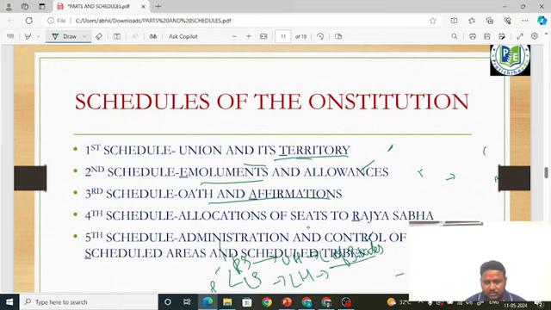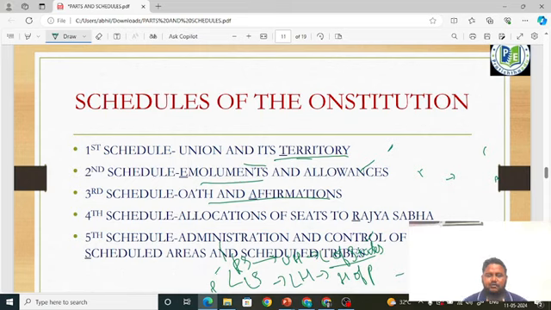See, Lok Sabha, Lower House. It is also called House of People. House of People means they are directly elected by the people. That is, the Lok Sabha election which is going on, we elect them directly. They are going to Lok Sabha. Rajya Sabha, they are indirectly elected by the elected members. That is, elected representatives elect the members of the Rajya Sabha.